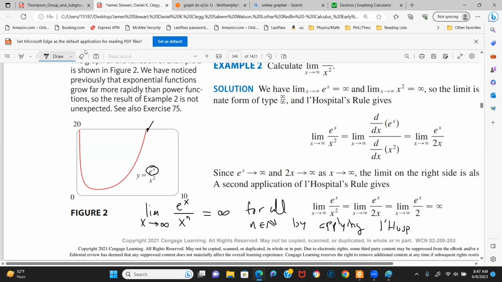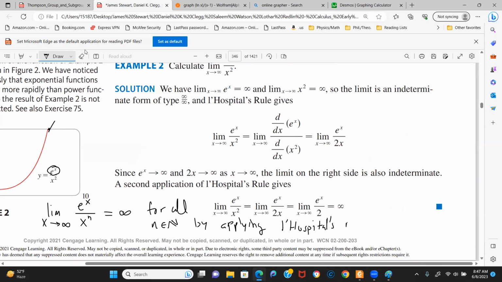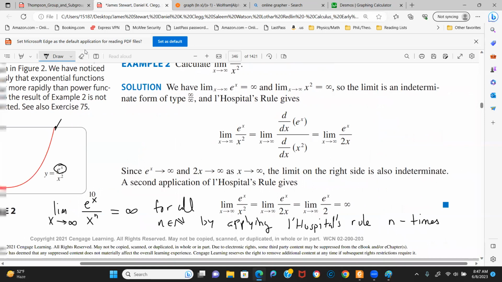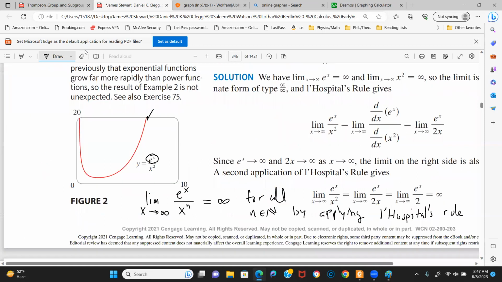L'Hopital's rule n times. And yeah, so x to the n. So what this shows is that e to the x grows way faster than any polynomial, basically.